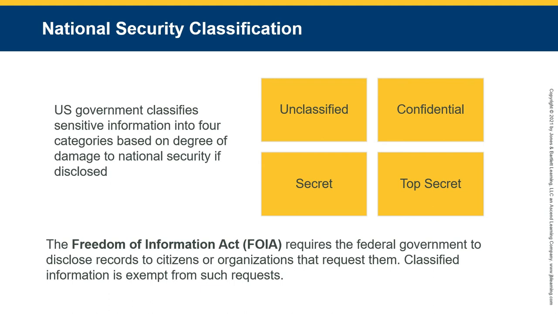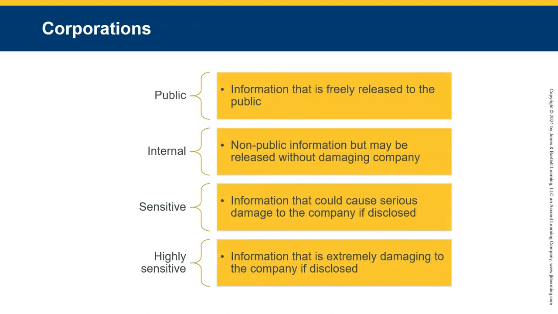We have confidential, secret, and top secret. So it depends on what we're going to be seeing and what we're going to be doing, on what level we get classified. And it's important that if something is classified as secret or top secret, only very few people can see it. Confidential is also limited.